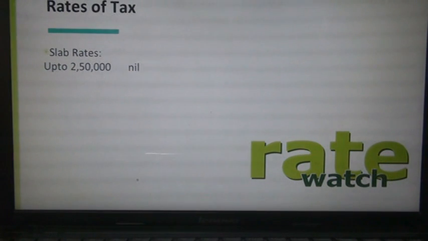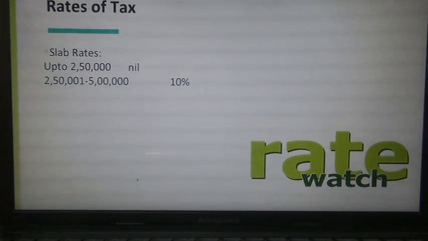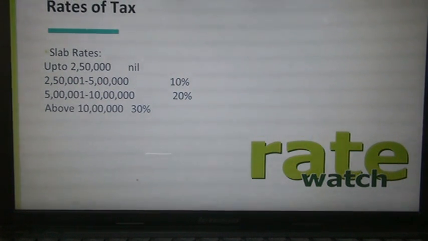The basic slab rate of 2,50,000 is there. The next slab is from 2,50,000 to 5 lakhs with a rate of 10%, from 5 lakhs to 10 lakhs with a rate of 20%, and above 10 lakhs which goes at a tax rate of 30%.